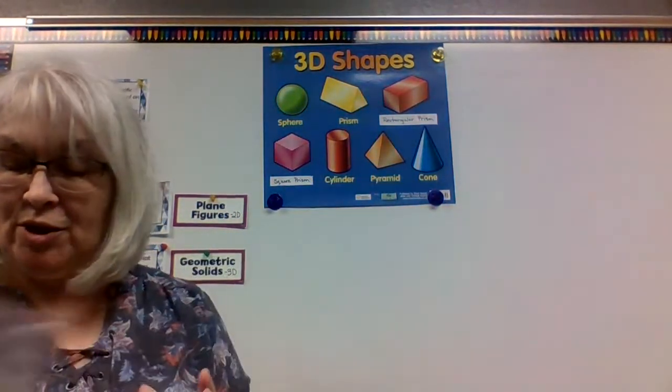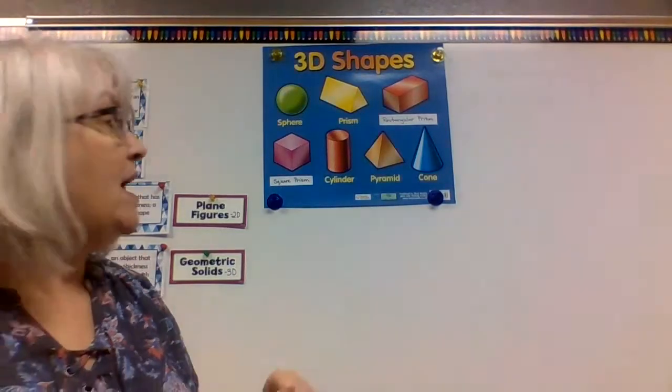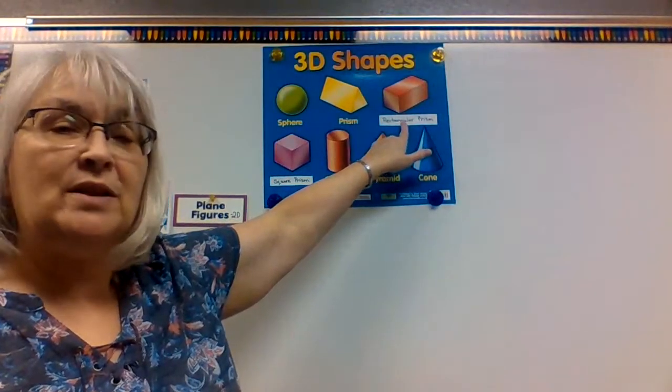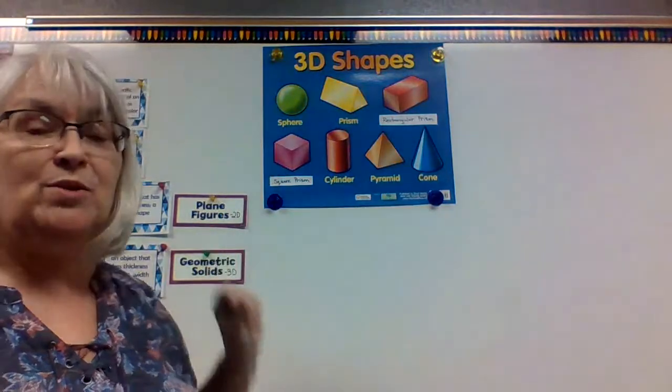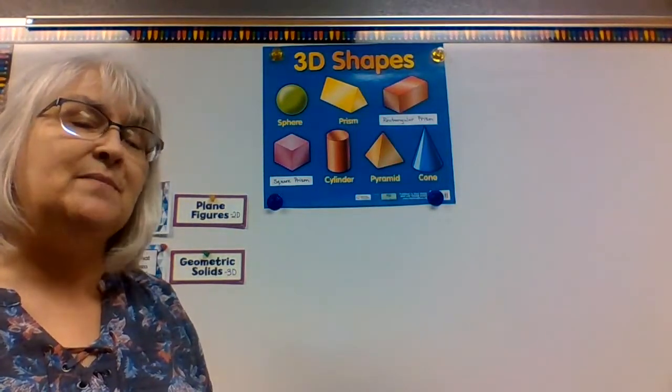All right, I want you to turn off the video, or pause it rather, and go see if you can find something that is a rectangular prism shape, a square prism shape. Show it to someone in your family. All right, pause.